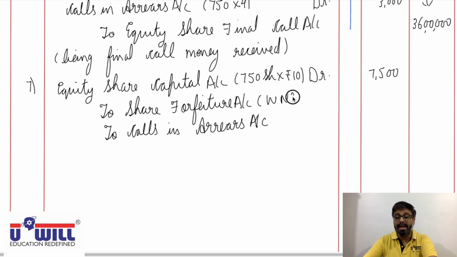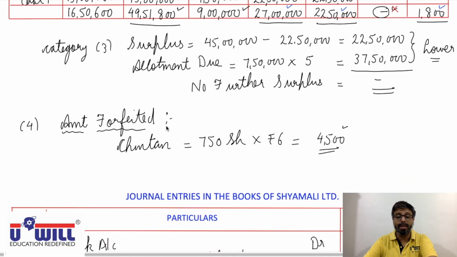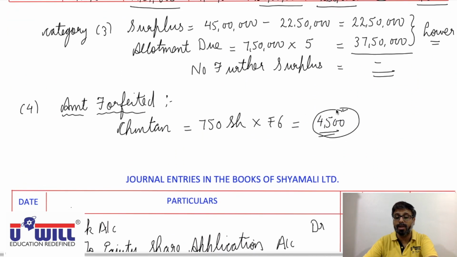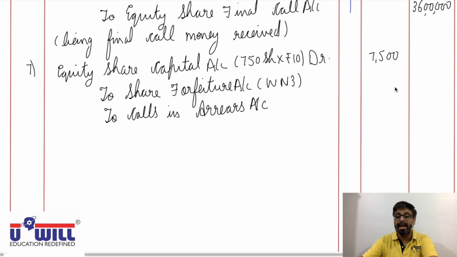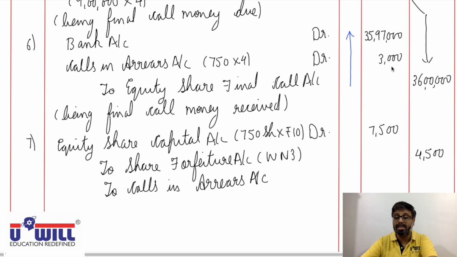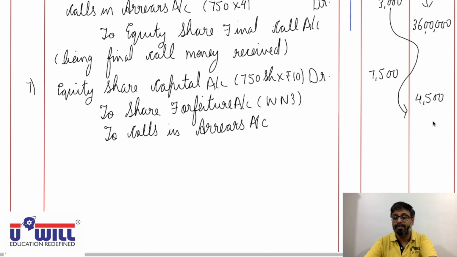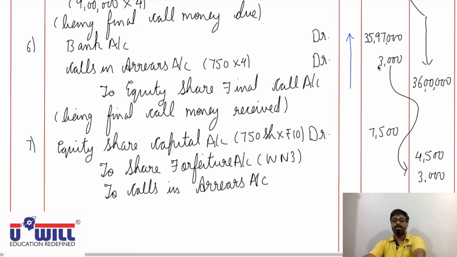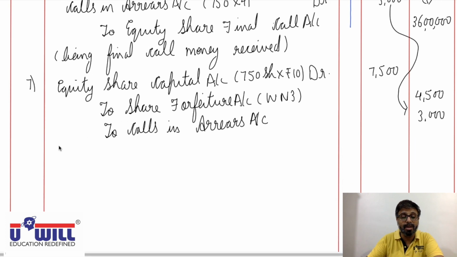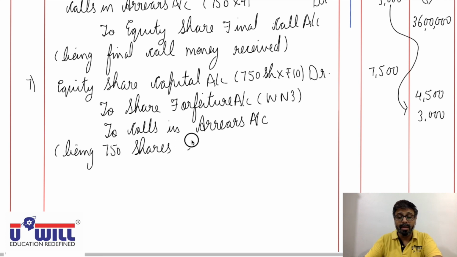Share forfeiture we directly get from working note 3. What is the amount forfeited? 4,500, directly from working note 3, where we have done the formula's calculation. And calls in arrears 3,000. In the previous entry you can see calls in arrears are only in the final call, so 3,000. You can cross check: 4,500 plus 3,000 makes 7,500. Being 750 shares forfeited.